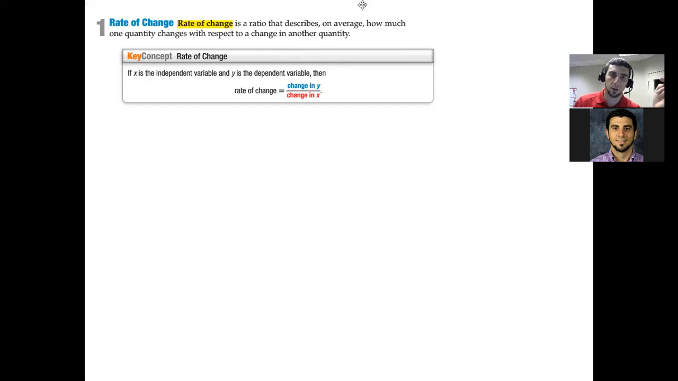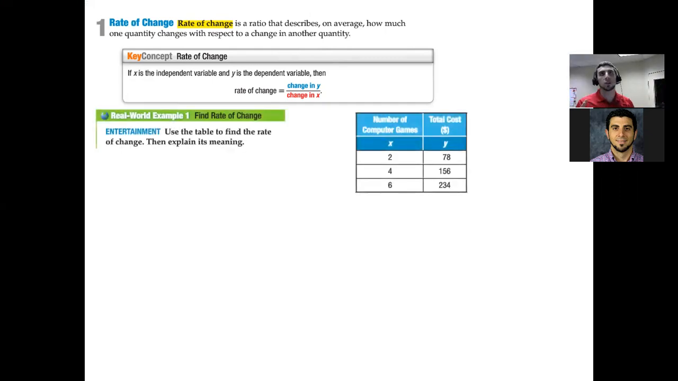The rate of change of the dependent variable, the change in the dependent variable divided by the change in the independent variable. So we can use this table here to find the rate of change and then explain what it's talking about. So if you look at the table, the x and y values are labeled with what they mean. Now, we don't have the whole context of the problem, but we know that x is the number of computer games and y represents the total cost. We could find the rate of change. So we could find how much does y change with respect to how much does x change.